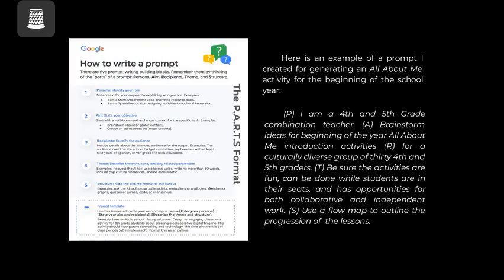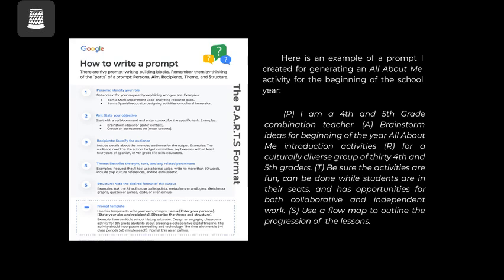Here's an example of a prompt I created for generating an all about me activity for beginning the school year. P: I'm a fourth and fifth grade combination teacher. A: Bring some ideas for beginning of the year all about me introduction activities. R: For a culturally diverse group of 3rd, 4th, and 5th graders. Be sure the activities are fun, can be done while students are in their seats, and have opportunities for both collaborative and independent work. Use the flow map to outline the progression of the lessons.